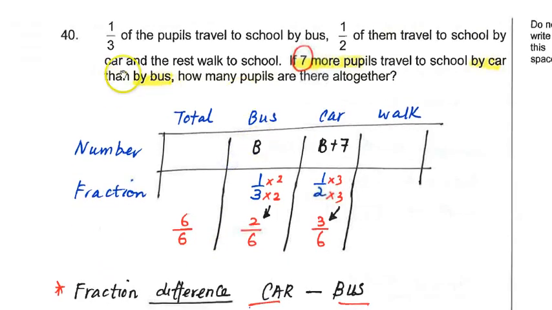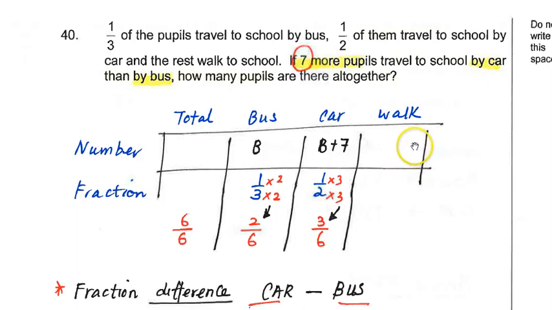Number 40, a third of the pupils travel to school by bus. Look here. This is the number. This is by bus. 1/3 of the pupils, the total number of people, 1/3 travel by bus, half travel by car. You see, half of them travel to school by car, and the rest walk to school.